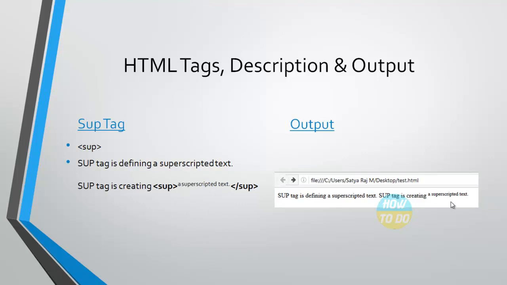And the next is the sup tag. The sup tag is a superscripted text. The same way, we'll be using the superscript to write the alphabets or the numerics or the text on the right side top of the text, and this is the output for the same.